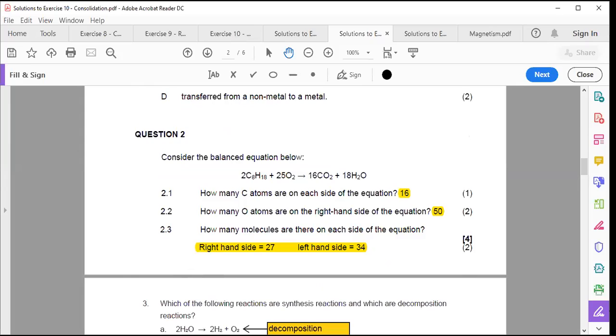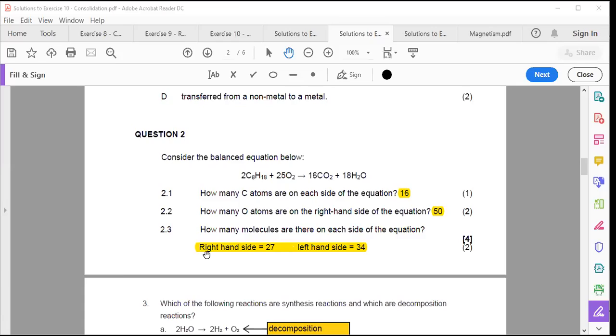Right, we move on to the next one. The next one, it says, consider the balanced equation below. You've got 2C8H18 plus 25O2, right, to give you 16 carbon dioxide plus 18 H2O. Right, 2.1, how many carbon atoms are on each side of the equation? So let's count them. Carbon here, there's 2, and here there's C8. So you multiply 2 by 8 to give you 16. Let's check on the right-hand side. Right-hand side, you've got 16C. So it means carbons are also 16. So the answer is 16.